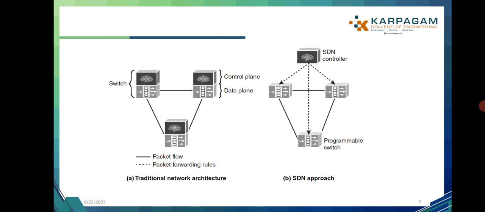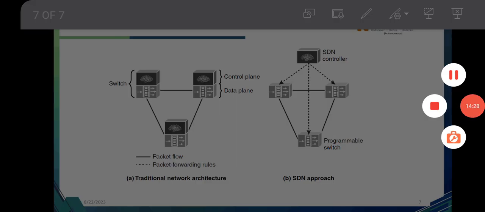Coming back to the SDN approach, on your right side you can see there is only one brain, which means there will be a centralized controller, achieved by decoupling the control plane and data plane of a device, right? So you decouple the control plane, centralize it, program it, and automate it to control the forwarding plane of the network.